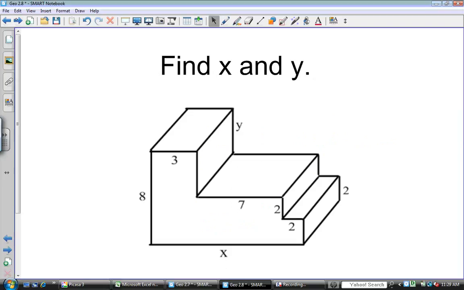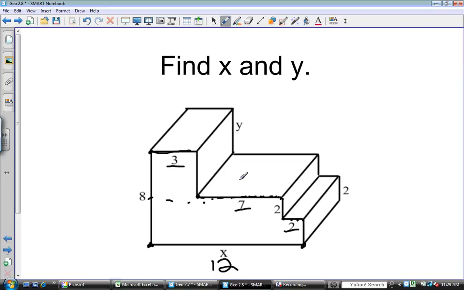Alright, now here's some three-dimensional math problems. Now we want to find, let's look for x first. We want to find the distance from this side all the way to this side. Well, we know from here to here is 3. We know from here to here is 7. So this whole distance we know is 10. And that distance is 2, so if we take 10 plus 2, that would be 12. So it's 3 plus 7 plus 2 would equal this whole distance across.